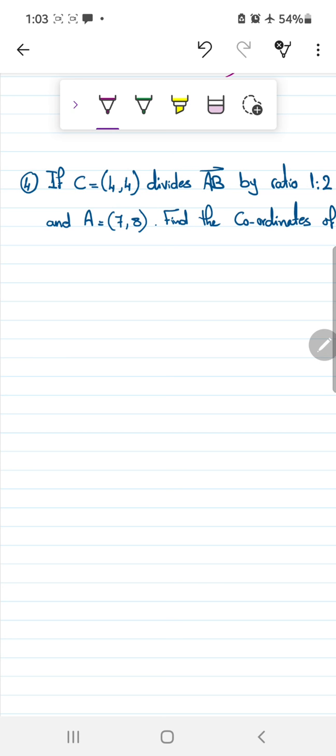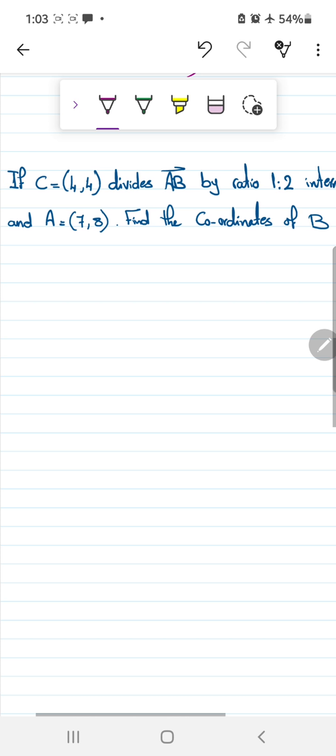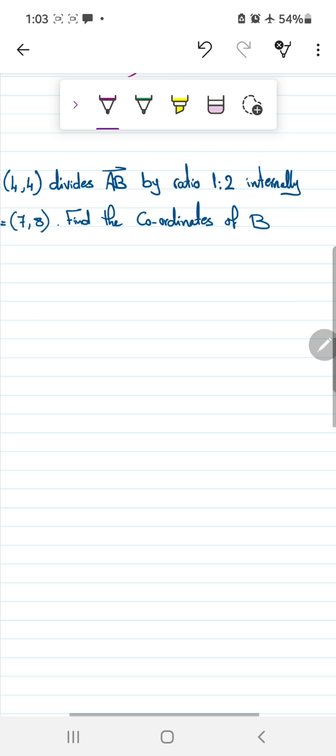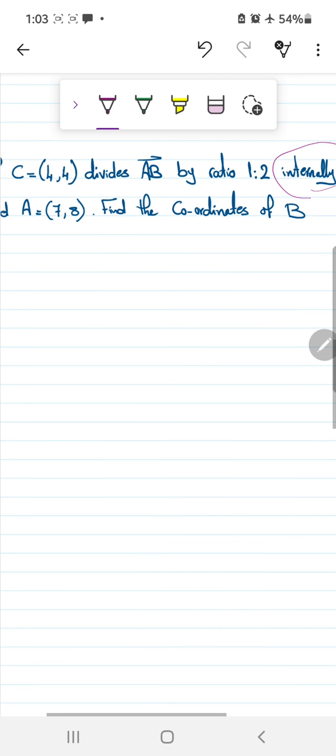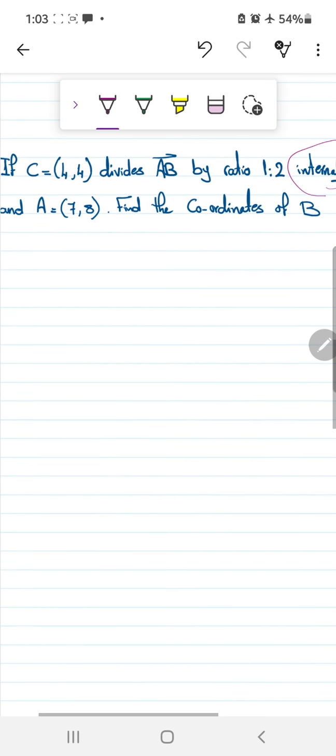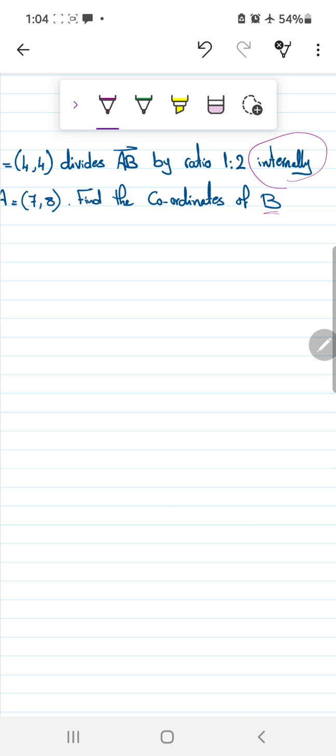Everyone, we will be completing examples on lesson 1, unit 5, division of a line segment. Example number 4: if C equals (4, 4) and C divides AB by the ratio 1 to 2 internally, and the coordinates of A are (7, 8), find the coordinates of B.